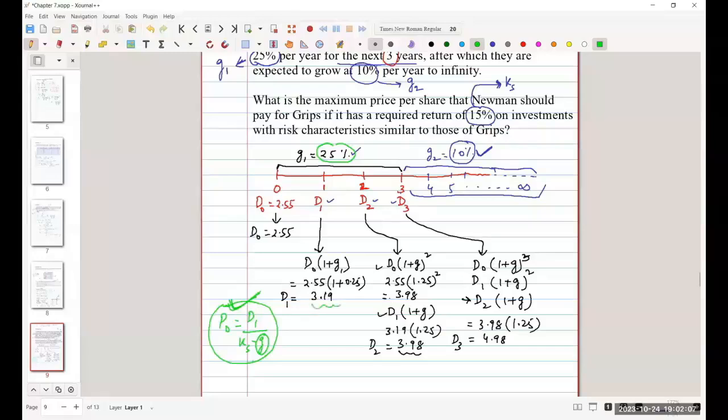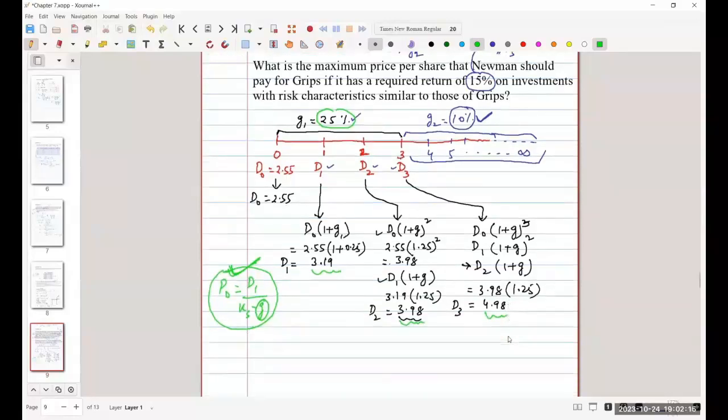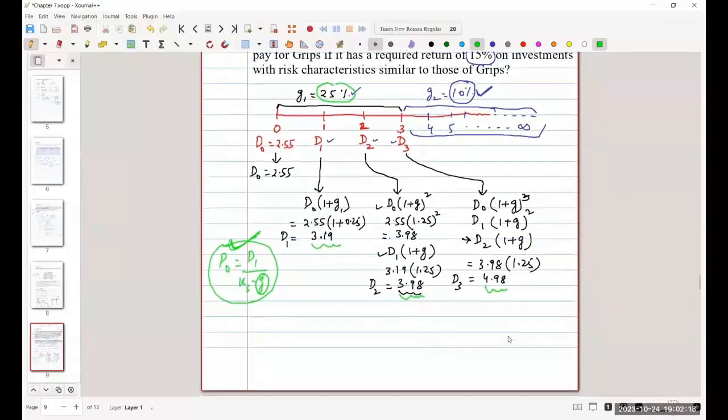So this is D1, we figured out separately. We figured out D2 separately. We figured out D3 separately, right? Now what will we do with these dividends? We are still dealing with the red part of the timeline, which is the first part of the timeline. The conclusion of the first part of the timeline is this.